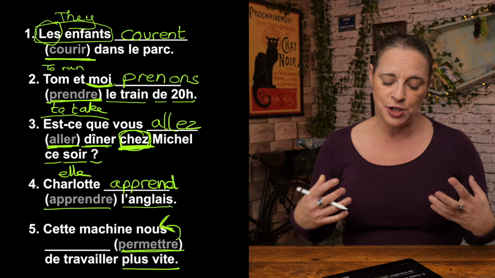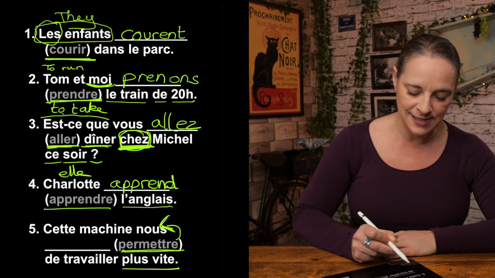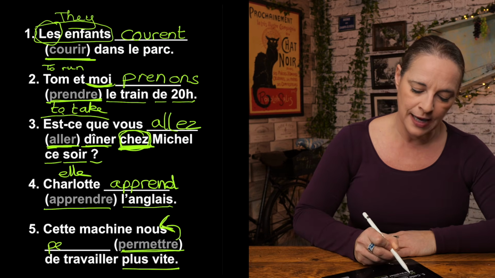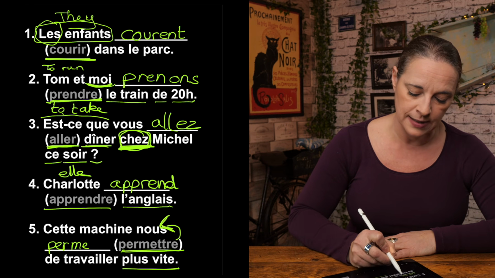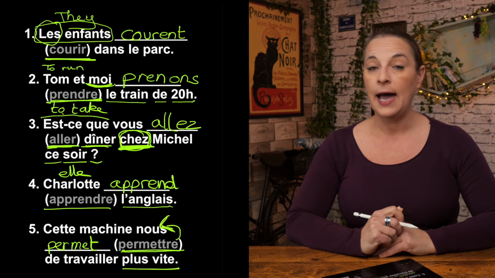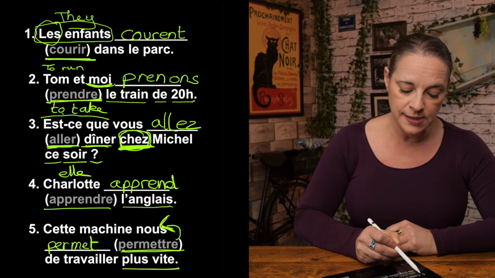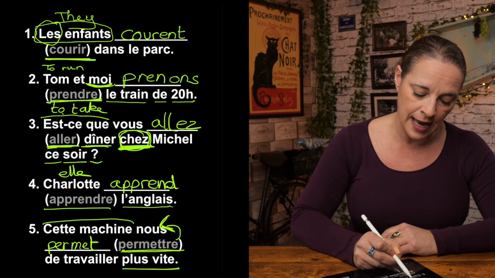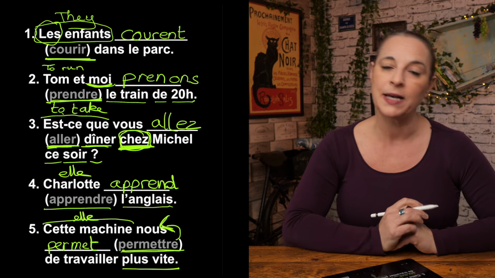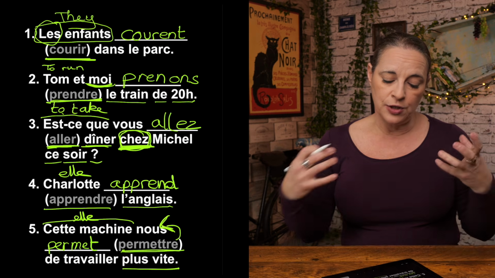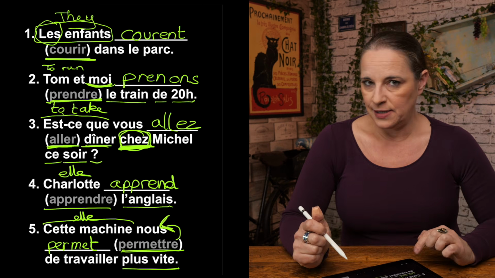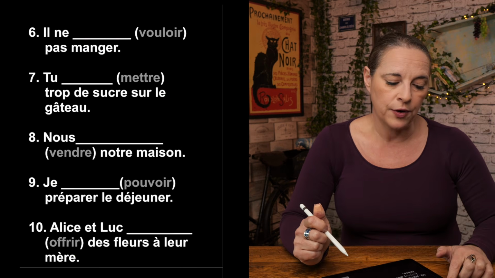So, cette machine nous. What is the ending for permettre? It belongs to one of these 4 endings, okay, different endings that you have. It is going to be T only. And if you wonder why, it's because cette machine is actually elle when you replace it by a subject pronoun, okay? So, cette machine nous permet de travailler plus vite. This machine allows us to work faster.